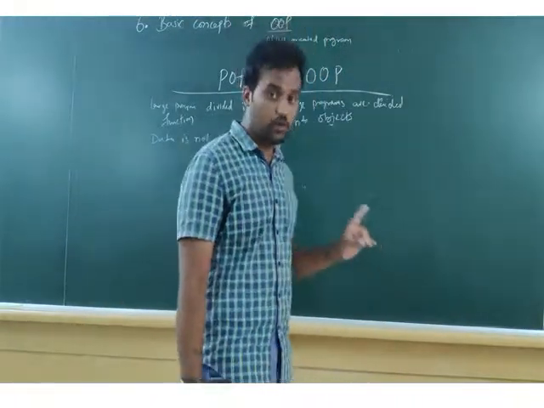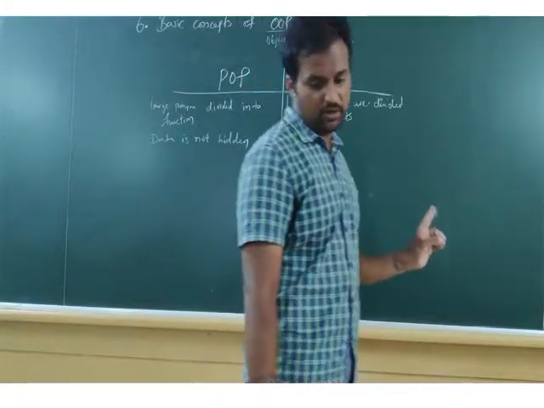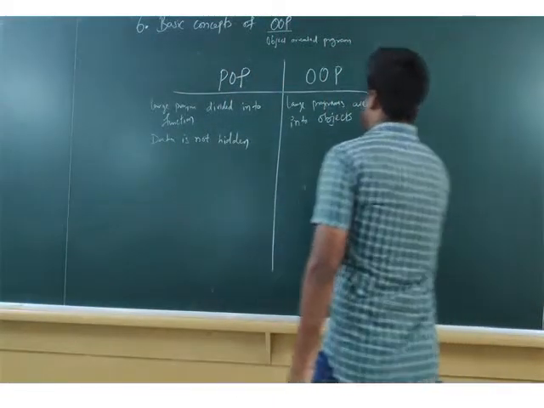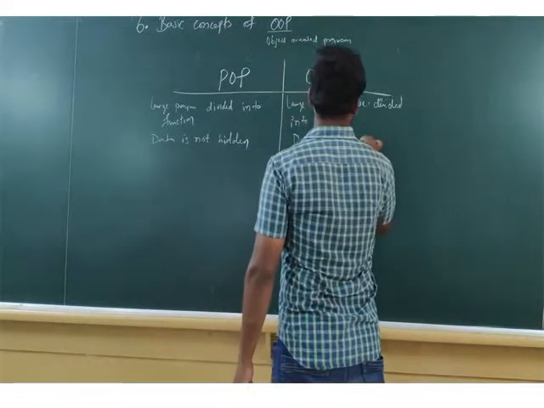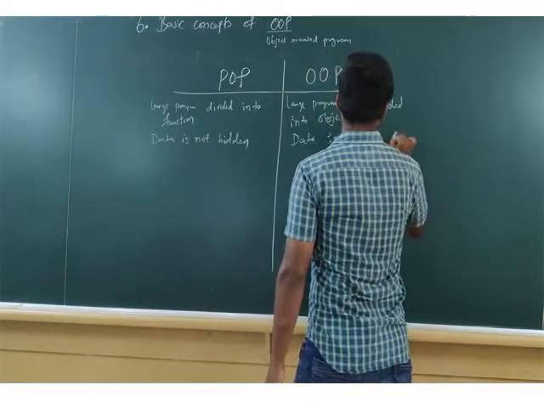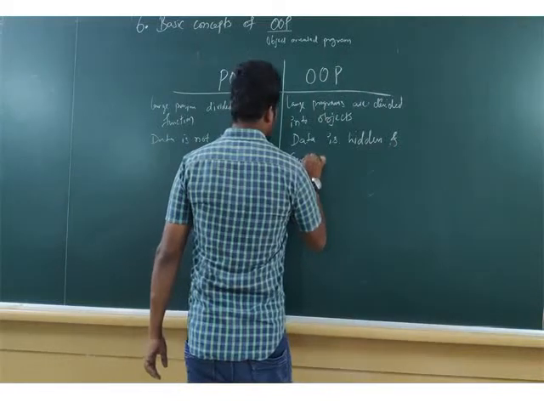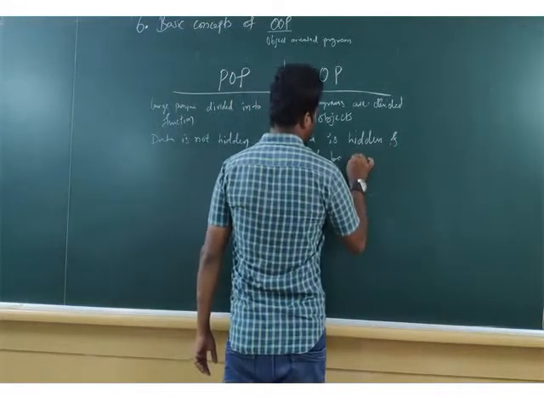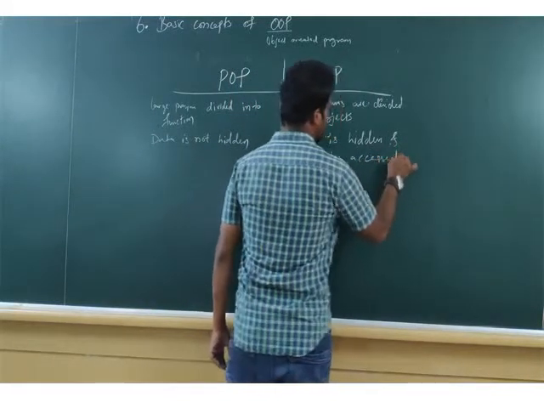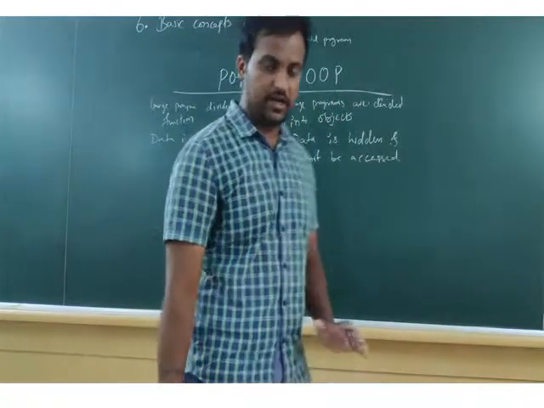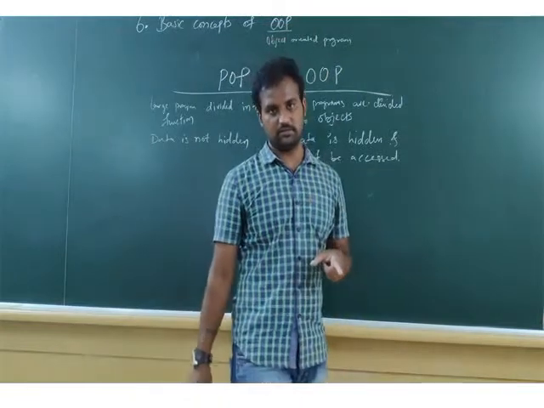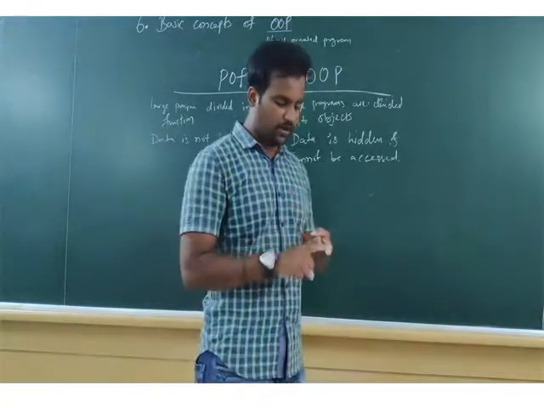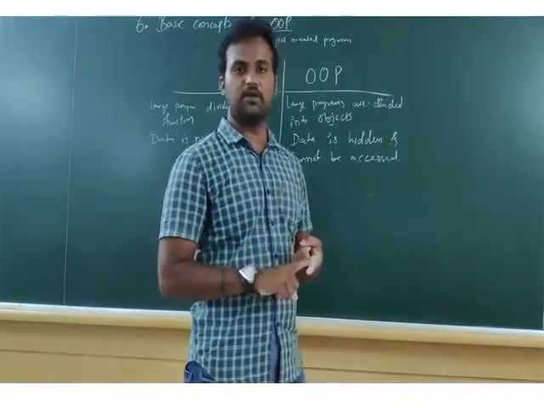Whereas when it comes to object oriented programming, data is hidden and cannot be accessed without permission. That is the case. So private will be there, protected will be there, public will be there.